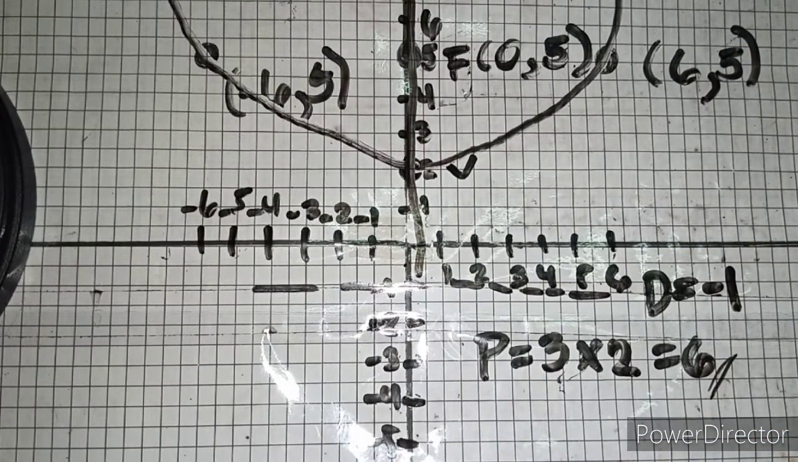Okay? So, ito na yung graph noong ating equation kanina na x squared minus 12y plus 24 is equal to 0. Nasundan po ba? Okay, very good. So, let's have another example.